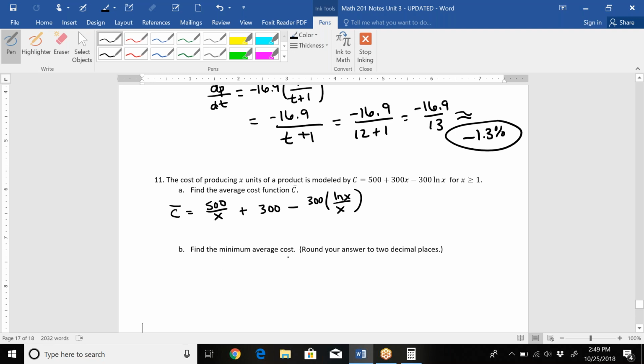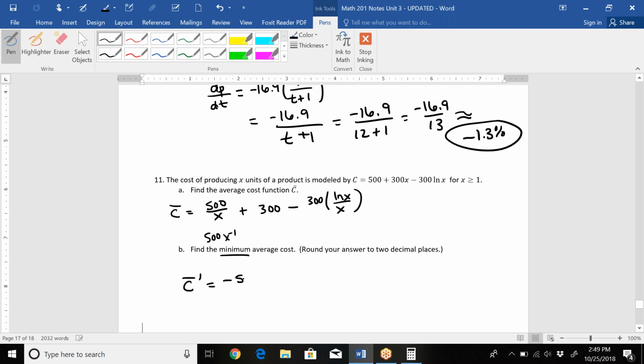Now, find the minimum average cost. That means we're looking for max or mins, which means derivative. So we need to take the derivative of this with respect to X. So if I do that, this is 500 X to the negative 1.